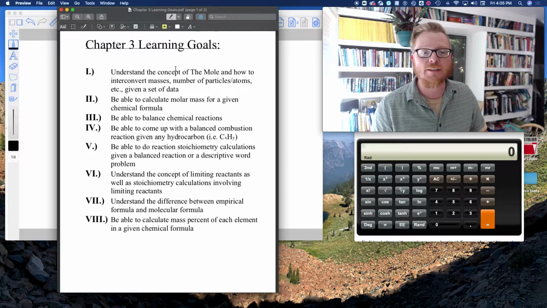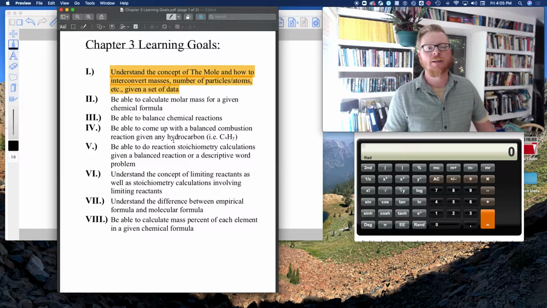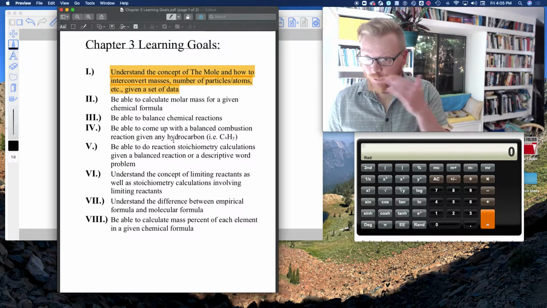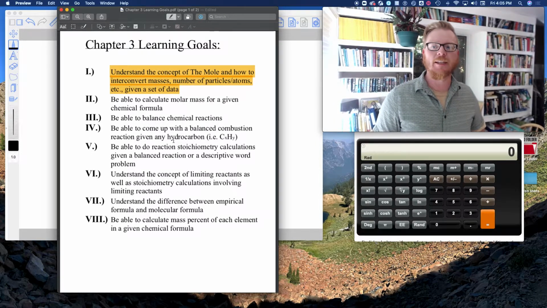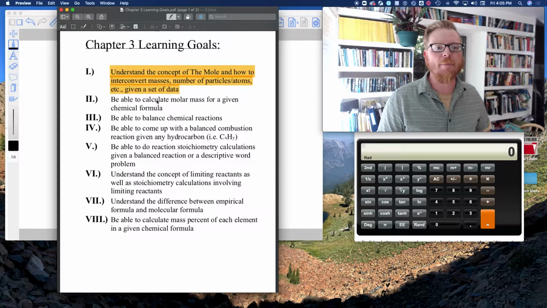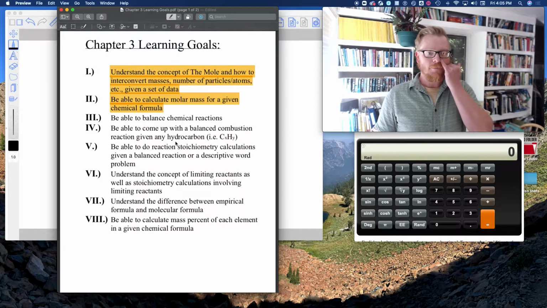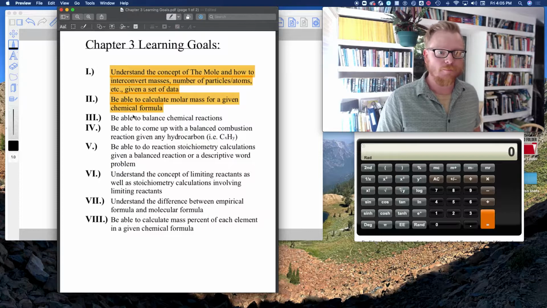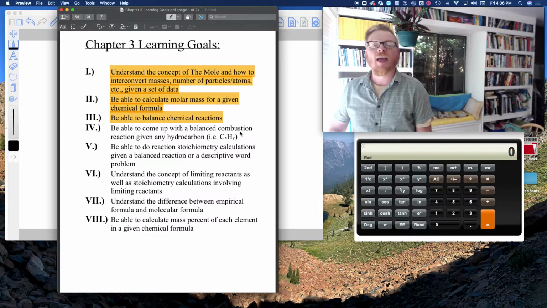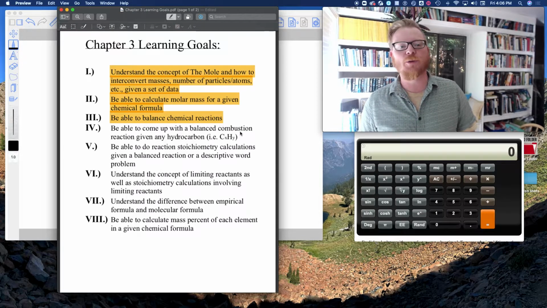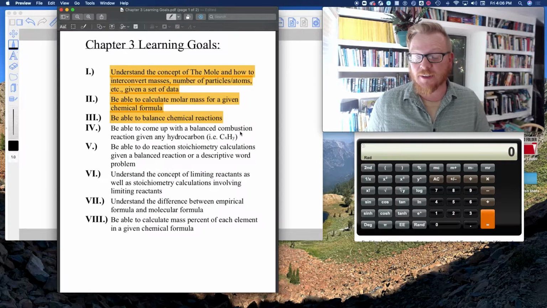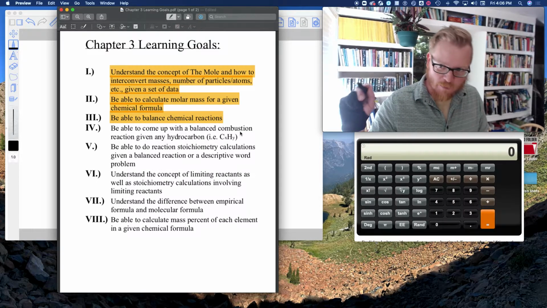So, understand the concept of the mole and how to interconvert masses, number of particles, atoms, etc., given a set of data. That was definitely covered in that previous lecture, lecture number 7. Be able to calculate molar mass for a given chemical formula. Yep, we did that as well. Be able to balance chemical reactions. We definitely did that. And I understand, you're only seeing me do this once or twice in the lecture, and I'm highlighting the learning goal, like, yep, we did it, move on.